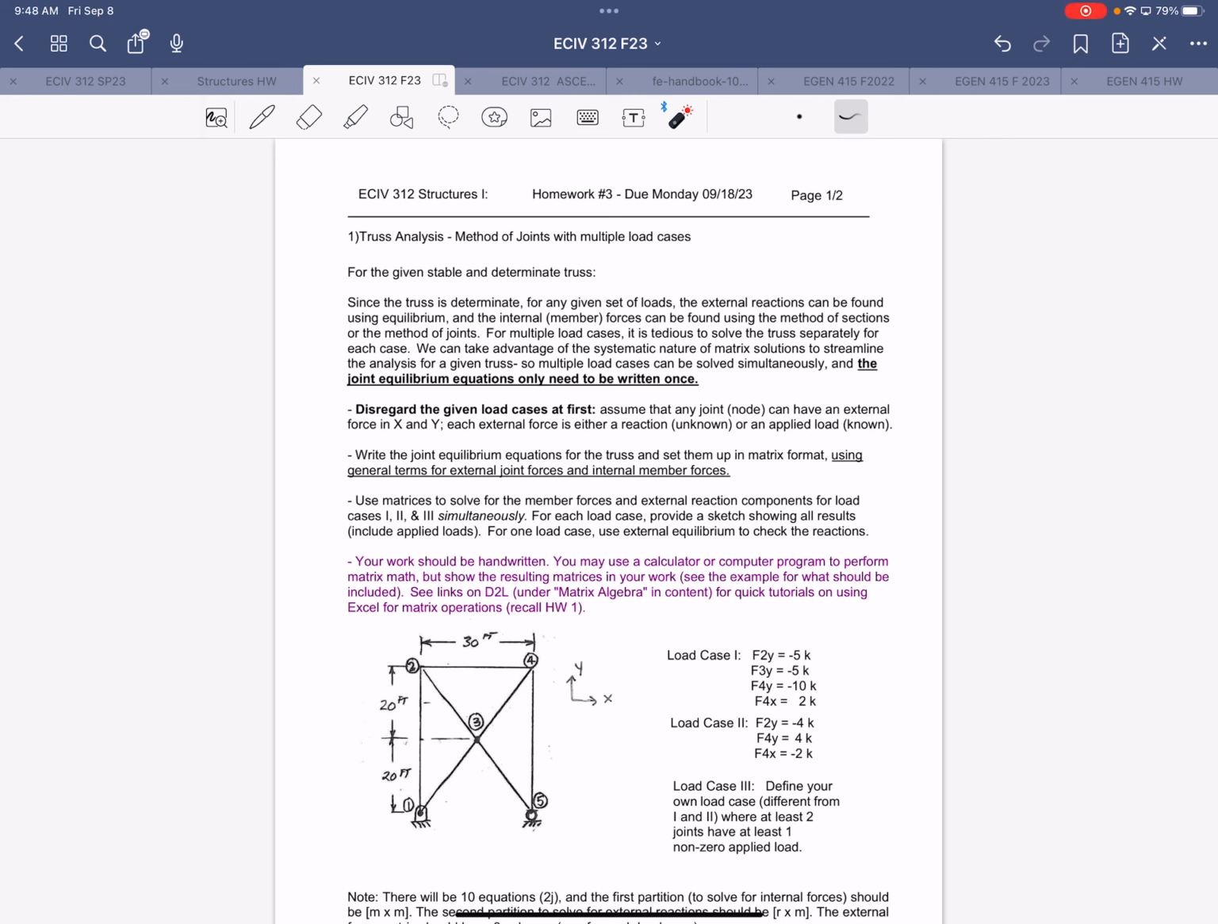It has 5 joints, so how many rows do you think your matrix will have? Remember, it's the whole matrix, the whole truss. So we start off with 2 equations at each joint, right? So 2J rows, 2J equations. And then once we separate out the partitions, that's when it'll whittle down to 7.